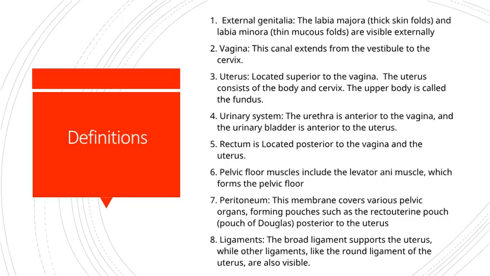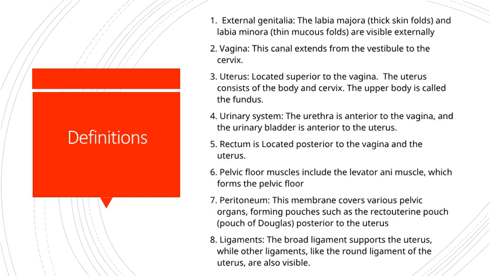4. Urinary system. The urethra is anterior to the vagina, and the urinary bladder is situated anterosuperior to the uterus. 5. Rectum, located posterior to the vagina and the uterus. 6. The pelvic floor muscles include the levator ani muscle, which forms the pelvic floor.